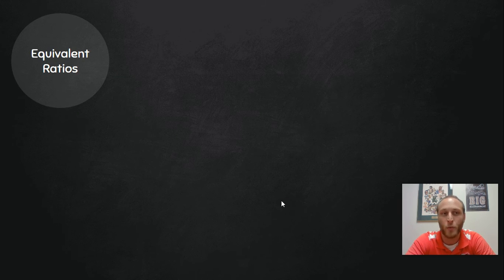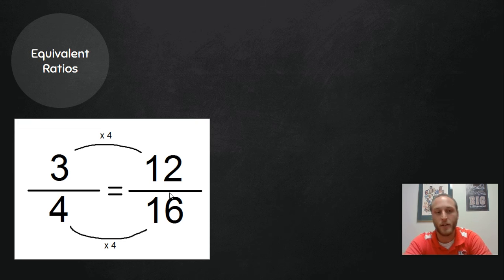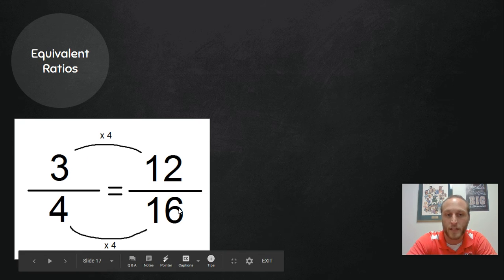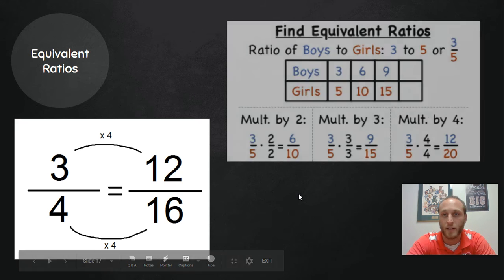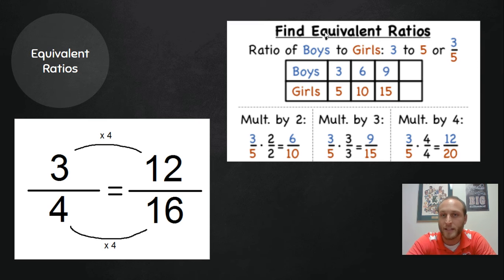Then we're going to practice equivalent ratios. Remember, equivalent ratios are just 2 fractions or 2 ratios that are equal in value to each other. So 3 over 4 and 12 over 16 are equivalent because 3 times 4 gives me 12 and 4 times 4 gives me 16. Since I'm doing the same thing to the top and the bottom, we know that it is equivalent. And in this case, I have to find equivalent ratios of boys to girls.